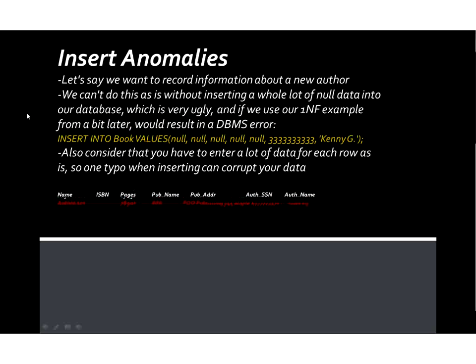Delete, insert, and update. So here's the second one, insert. If we want to put info about a new author in there, let's say I have Kenny G here, he's a musician, but we'll say he's an author, and I've got a social. We want to put him in the database, but as is, with this table, we have to insert a whole bunch of null values, which is silly. So I have to null everything out, and then enter Kenny G and his social security number here.